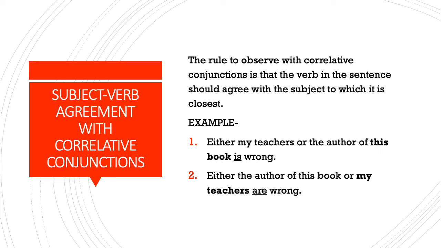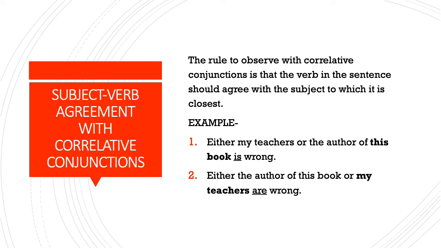Clear? So please remember this, that in correlative conjunctions, when you are using word pairs, when you are using the pairs of correlative conjunctions, please remember that the subject which is closest to the verb will affect the number of the verb. The verb will be plural if the subject is plural to which it is closest. Okay, and the verb will be singular if it is closest to the singular subject.